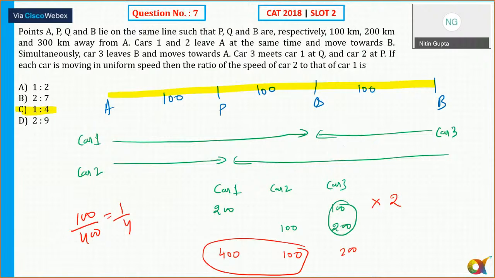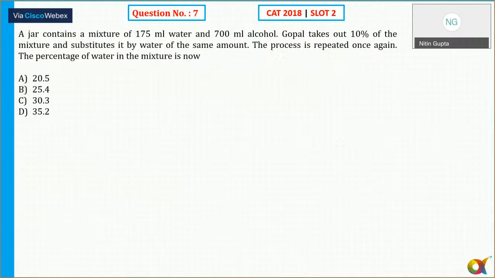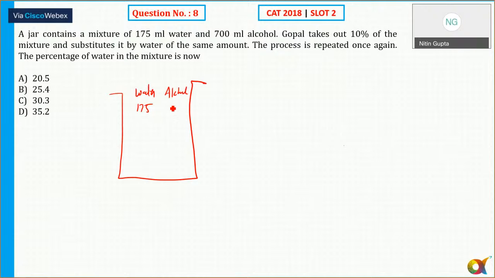All right, guys. So let's move to the next slide here. This was also easy. Now, eighth. It says a jar contains a mixture of 175 ml water and 700 ml alcohol. So water here is 175 and the alcohol content is equal to 700.